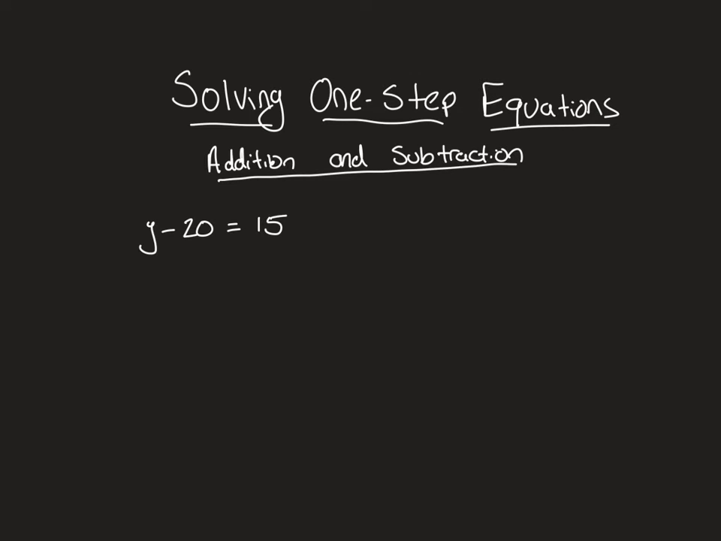Okay, today we're going to look at solving one-step equations, and specifically we're going to look at addition and subtraction equations. So to solve a one-step equation means that we want to figure out what the variable is going to equal. So you can probably figure out what this variable is going to equal fairly easily in this problem, y minus 20 equals 15.